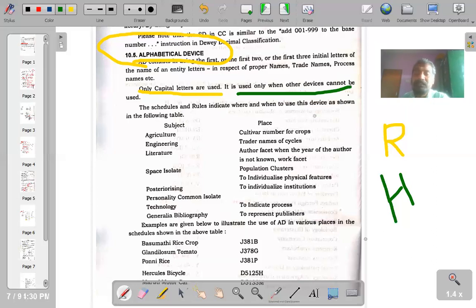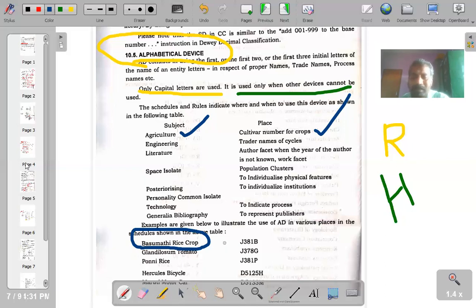Okay. See, for example, what are the places, what are the schedules where we can make use of all these alphabetical devices? Okay, I'll tell you one by one. For example, in agriculture, cultivar numbers of crops. When you want to give a specific number for a specific variety of crops, then you can make use of the alphabetical device. For example, if you want a number for basmati rice, you know basmati rice, which you use for biryani.